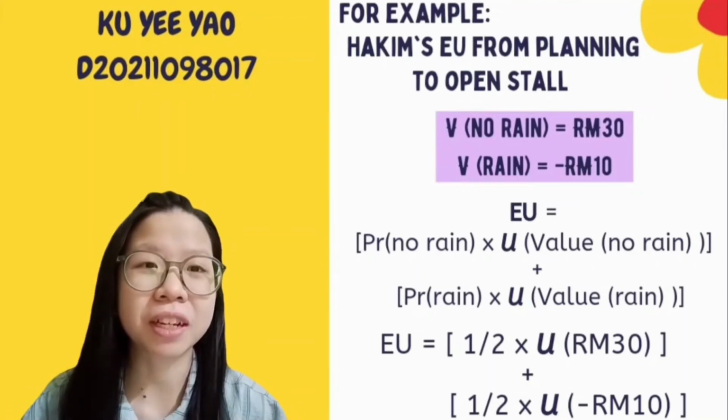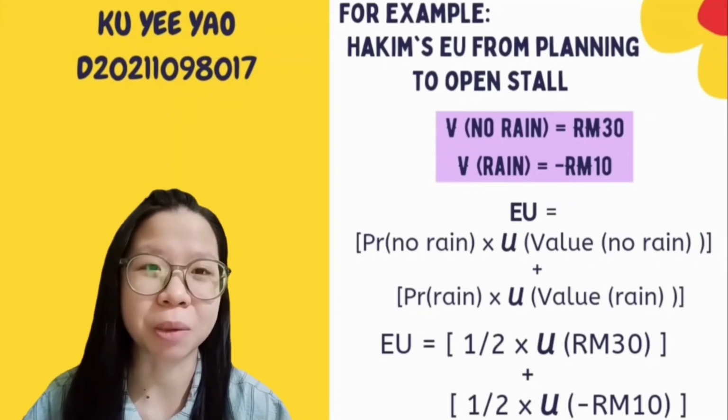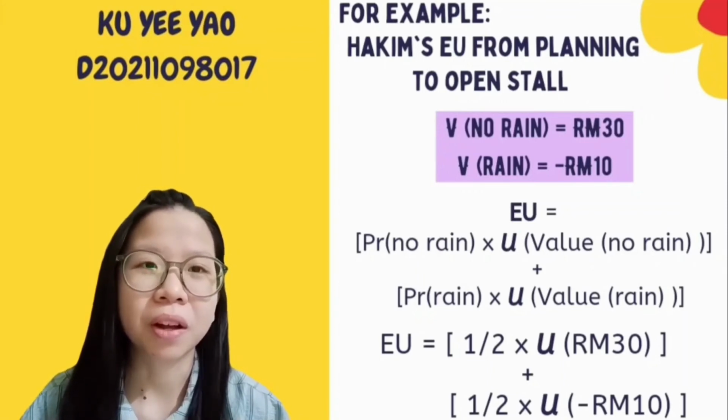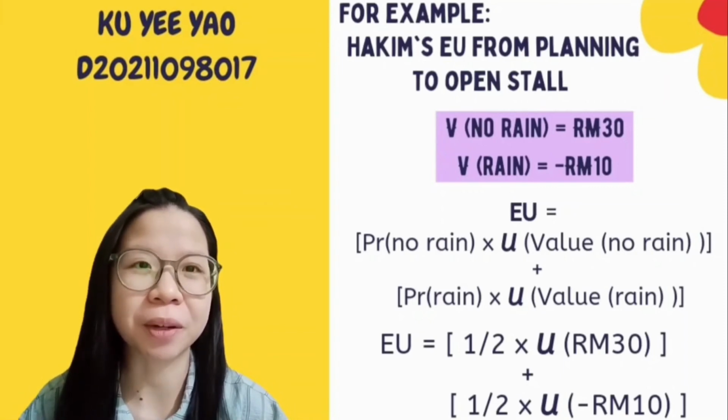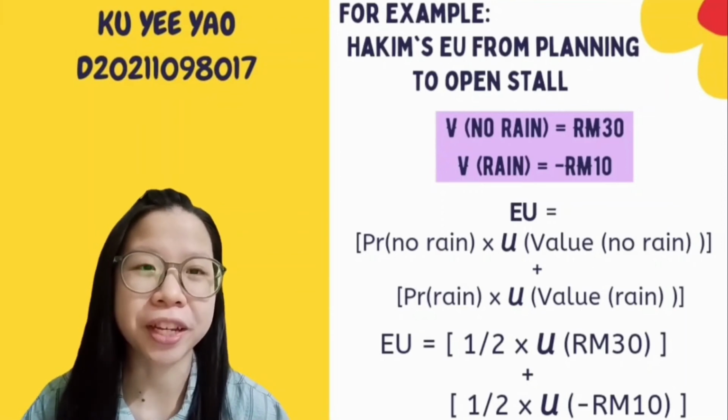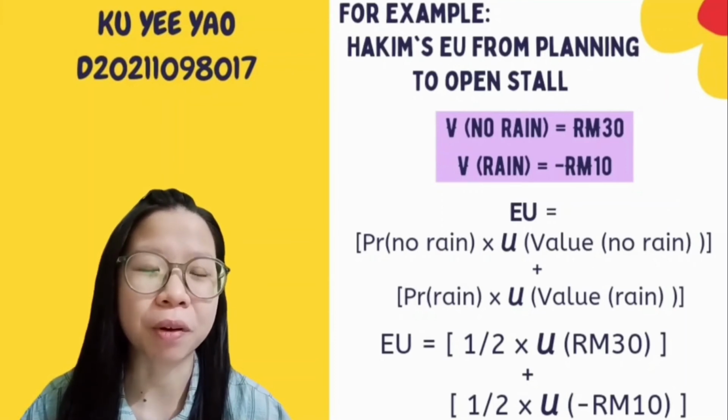The probability of no rain and rain is 1/2. So 1/2 times U of RM30 plus 1/2 times U of negative RM10. If the question has mentioned the value of U, we can put it inside the formula. Later, we can find the value of EU.